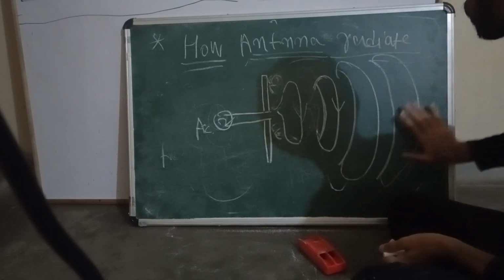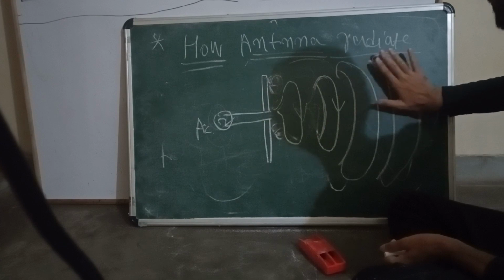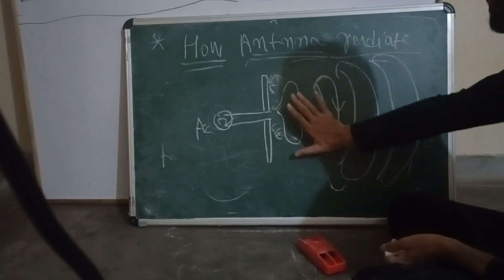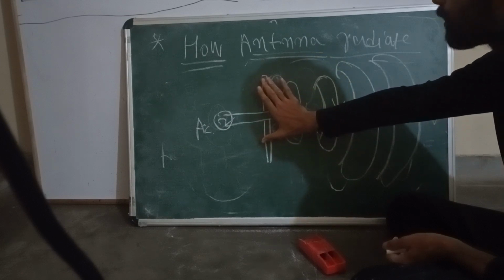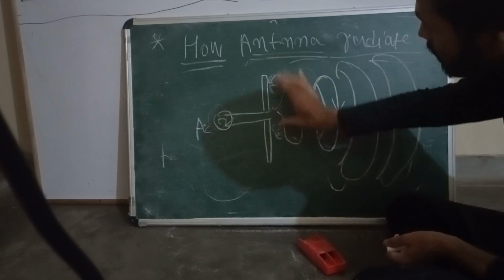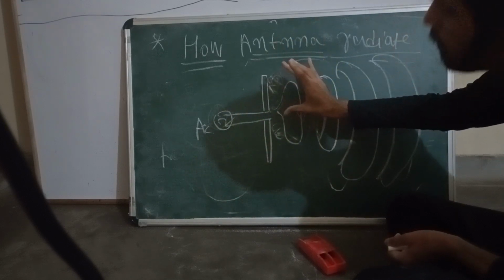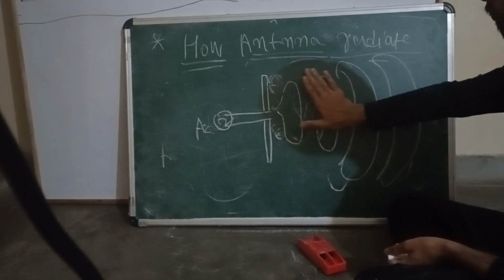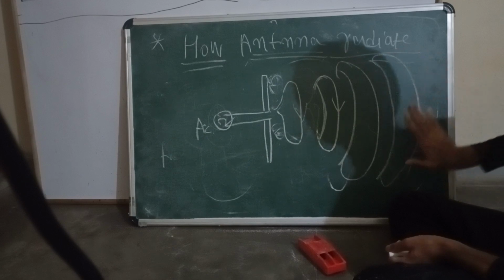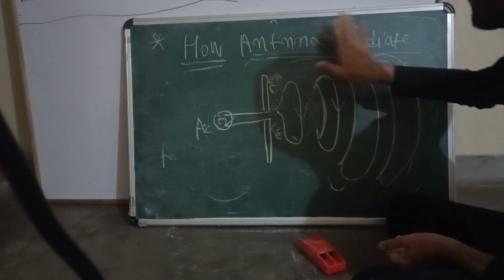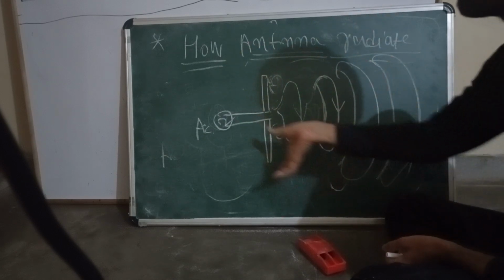There are tens of thousands, lakhs and lakhs of wavefronts that will get generated from this antenna. As the charge is oscillating, these wavefronts are forming, and they are transmitted throughout the space. So this is actually how the antenna radiates. What is the process?